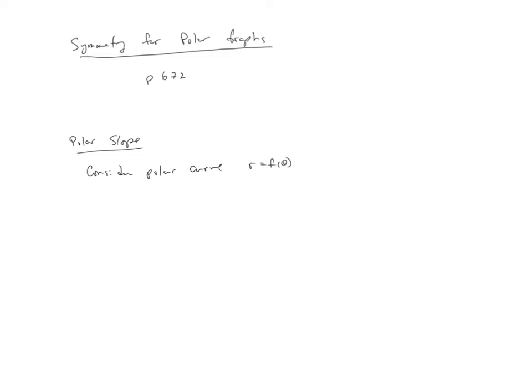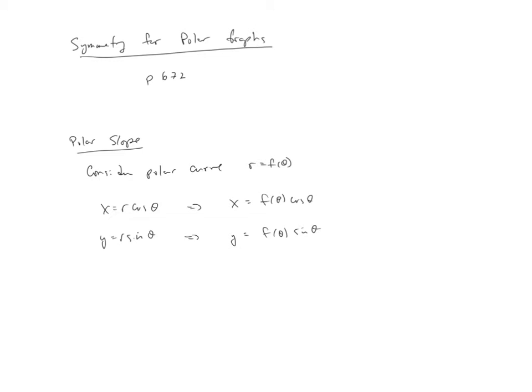Now, moving into something that is very, very important, and that would be polar slope. So we're going to talk about slopes of tangent lines, if you will, to polar graphs. And so I'll go ahead and consider now the polar curve r equals f of theta. So if we remember, x equals r cosine theta and y equals r sine theta for polar coordinates. Therefore, what I have is x equaling f of theta cosine theta and y equaling f of theta sine theta. So all I did is I replaced these r's with f of theta.